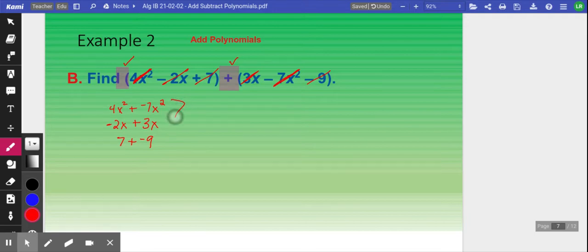And let's just add these up. We have 4x squared plus negative 7x squared, that equals negative 3x squared. Negative 2x plus 3x is 1x. You can put the 1 in front if you want. 7 plus negative 9 is negative 2. And that would be our answer. We end up with that trinomial as our answer.